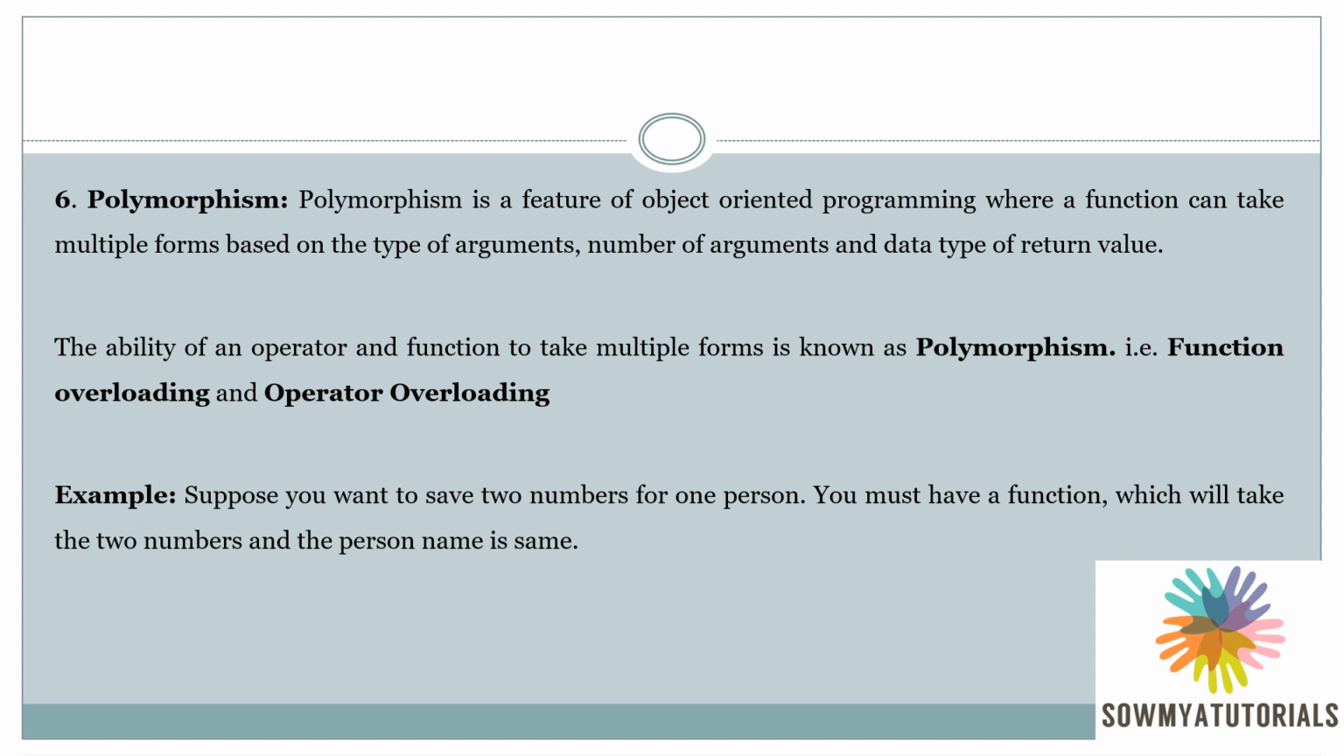So for example, for polymorphism, suppose you want to save the two numbers of one person.